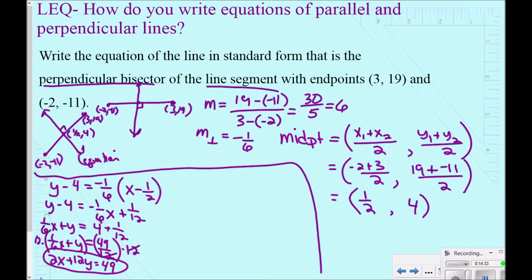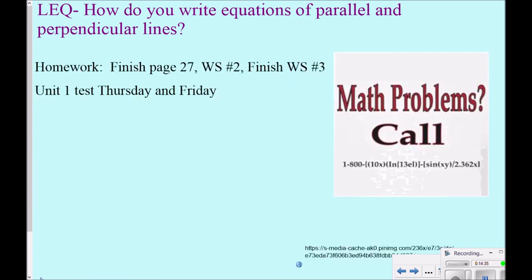Okay, that's it for the notes today. So homework for tonight is page 27 to finish that up. Worksheet number 2, complete all of that. And then worksheet number 3, which was assigned a couple nights ago, you're going to finish that worksheet. I will tell you that worksheet 3 has both a front and a back. So when I say finish worksheet 3, I'm talking about both sides. Finish up the front side and then continue on to the back and finish that as well. And that's your homework for tomorrow.